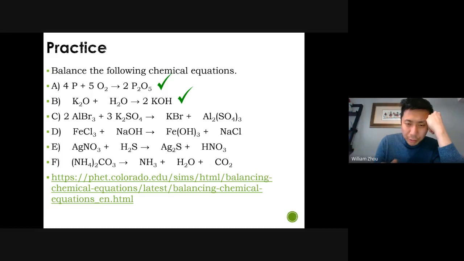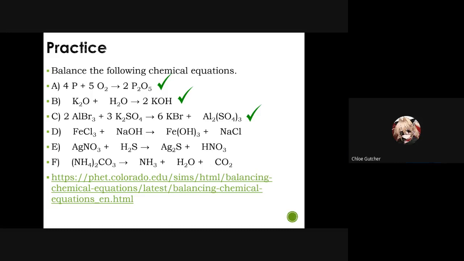I need 2 aluminums, because on the right side, again, you have 2 aluminums. I only have 1, so I put a 2 in front of the aluminum bromide. So I do my count here. I got 6 potassiums as a result and 6 bromine. So I have a 6.